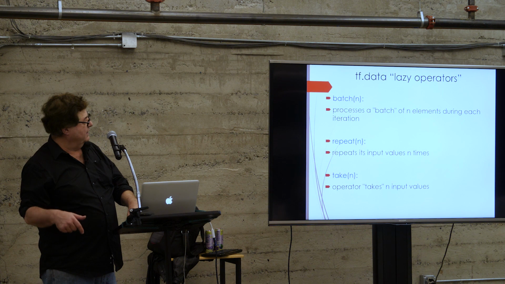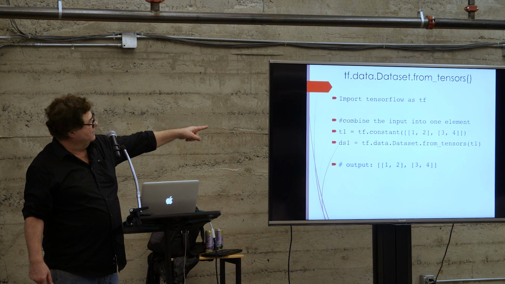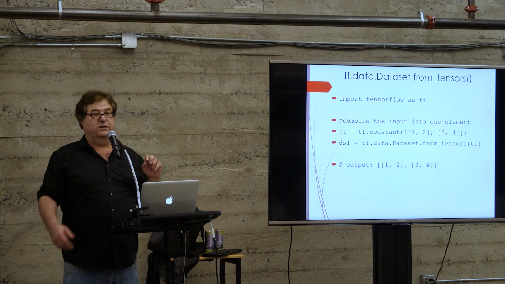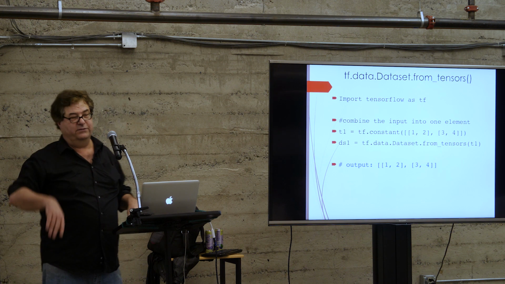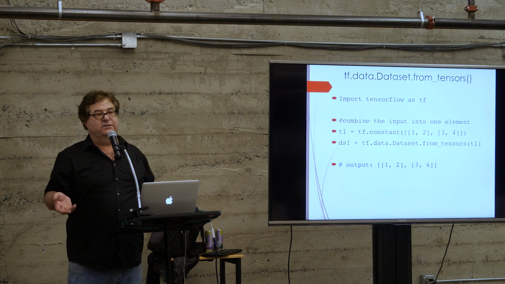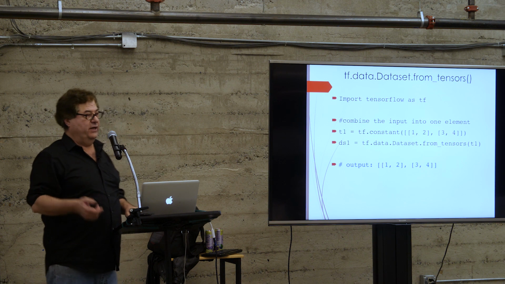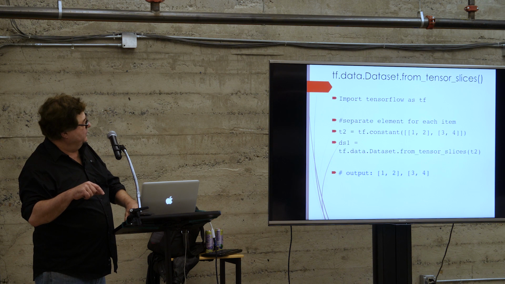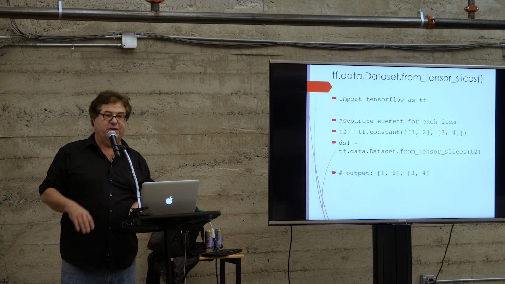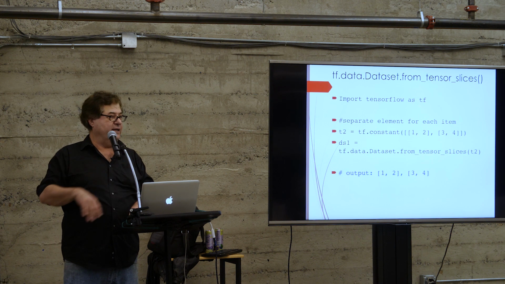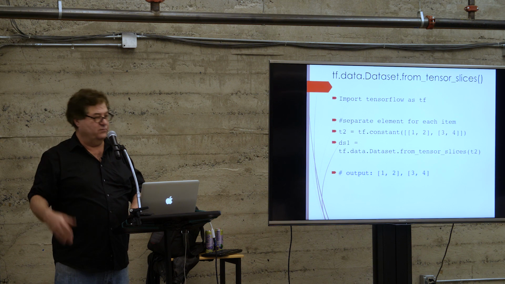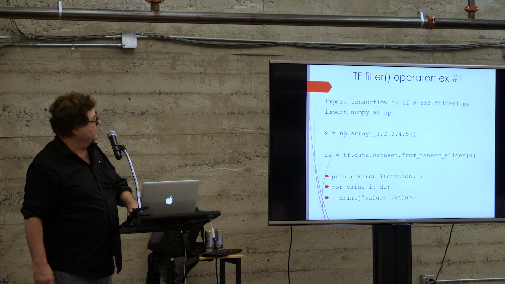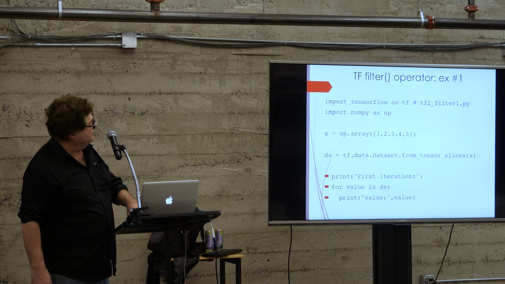Batch, repeat, take, again, I think are kind of intuitive. Here's the example of two different functions to create a data set. So a slight difference, two APIs for creating a data set. One is called from tensors, and then the other one is called from tensor slices. I'm not going to get into a lot of detail about that. You can read up on it later on if you want to. Essentially, it's not a big deal for us to worry about the difference. So now, let's take a look at, we already did this.